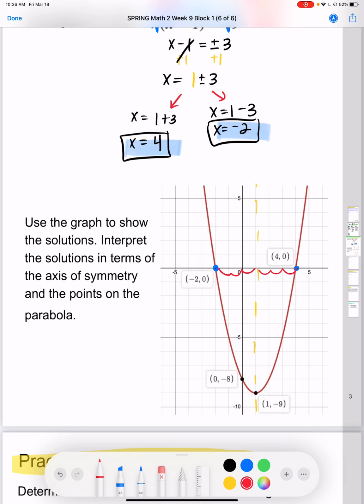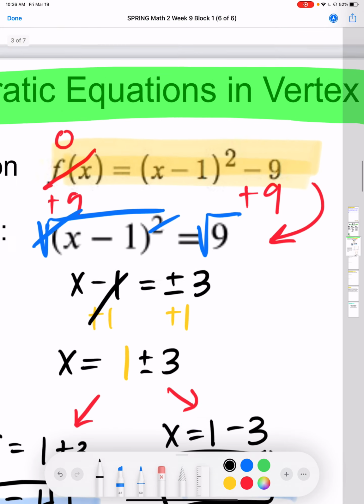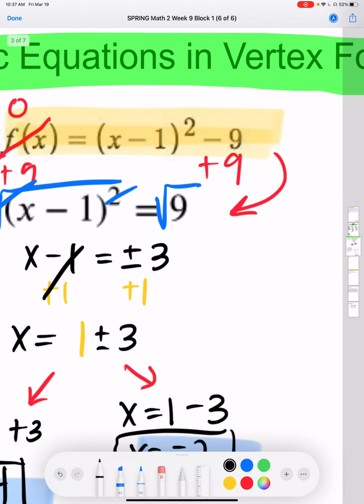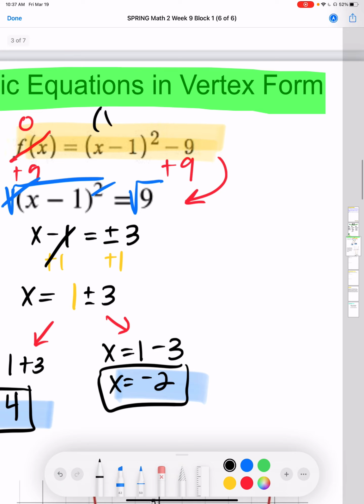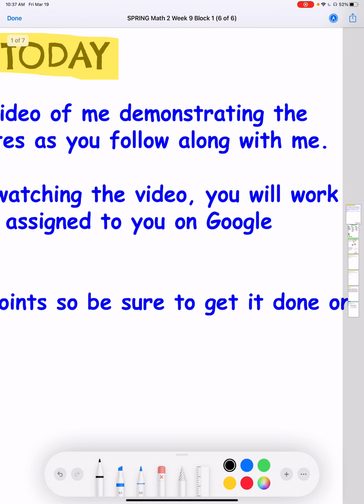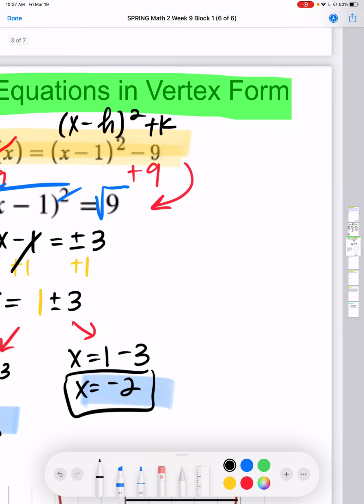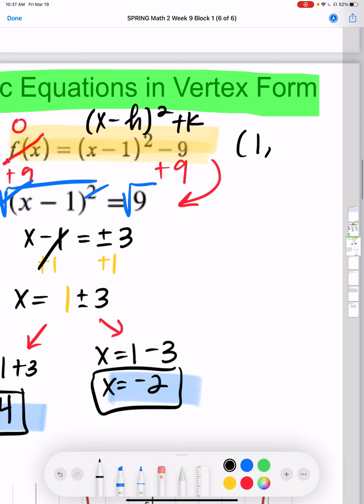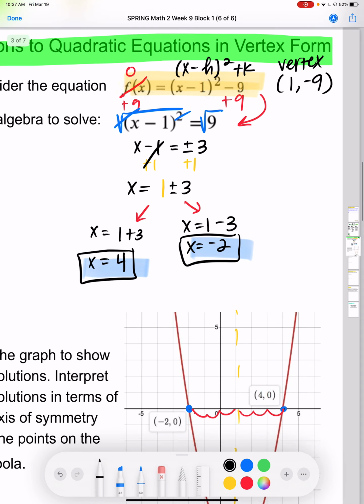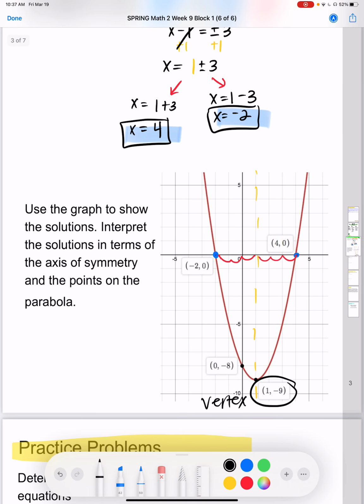If you notice your vertex, your vertex here is 1 comma negative 9. You can actually find that vertex at the beginning because it's in vertex form. Remember that vertex form is (x minus h) quantity squared plus k. Your h and k are the vertex. You could see from that example that the vertex is 1 comma negative 9. So you can see all of that from the equation. You're able to use that equation to solve and find those roots.